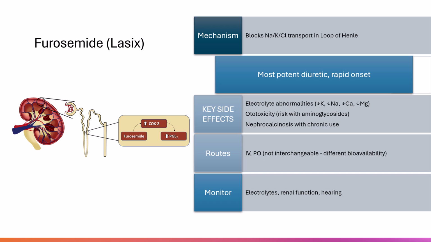Let's start with the most powerful diuretic, furosemide. Furosemide is a loop diuretic that blocks sodium-potassium-chloride co-transport in the ascending loop of Henle, leading to decreased reabsorption of these electrolytes and increased urine output. The key side effects you need to know are electrolyte abnormalities, particularly hypokalemia, hyponatremia, hypocalcemia, and hypomagnesemia. With chronic use, there's risk of nephrocalcinosis from hypercalciuria. Another serious concern is ototoxicity, especially when combined with aminoglycosides.